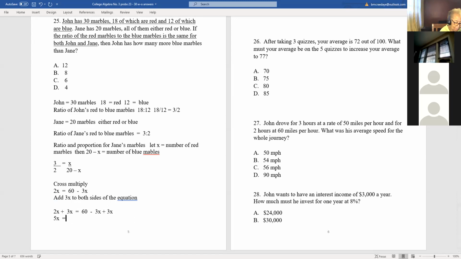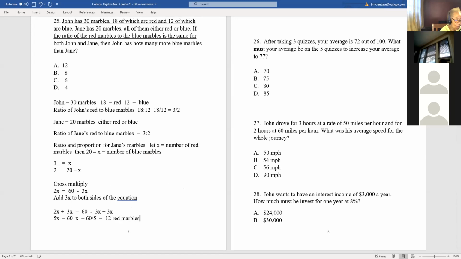5X equals 60. So what is X? 12. Okay, so X equals 60 divided by 5 equals 12. So that represents what? What did we say X was? The number of red marbles. We said X is the number of red marbles. So that would be red marbles.